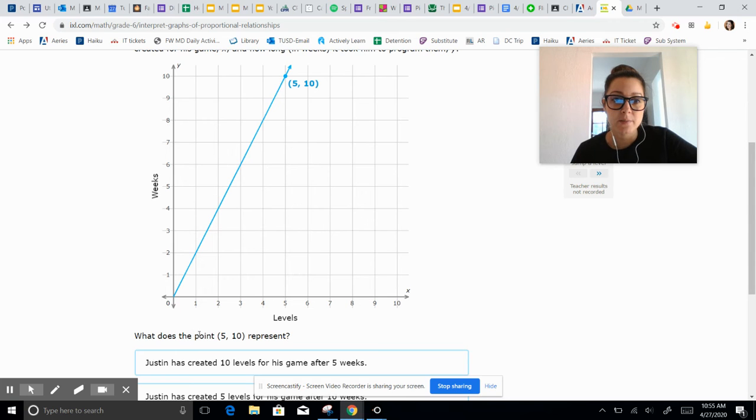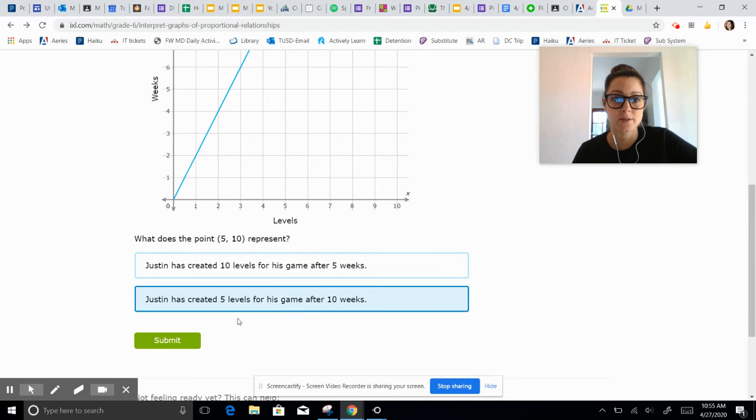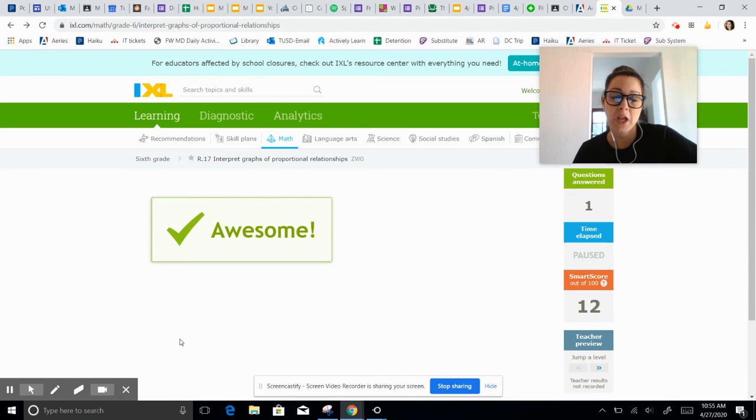So what does the point (5, 10) represent? This is saying he created 5 levels in 10 weeks. So you just need to read it like you would any other graph. So we would choose that answer.